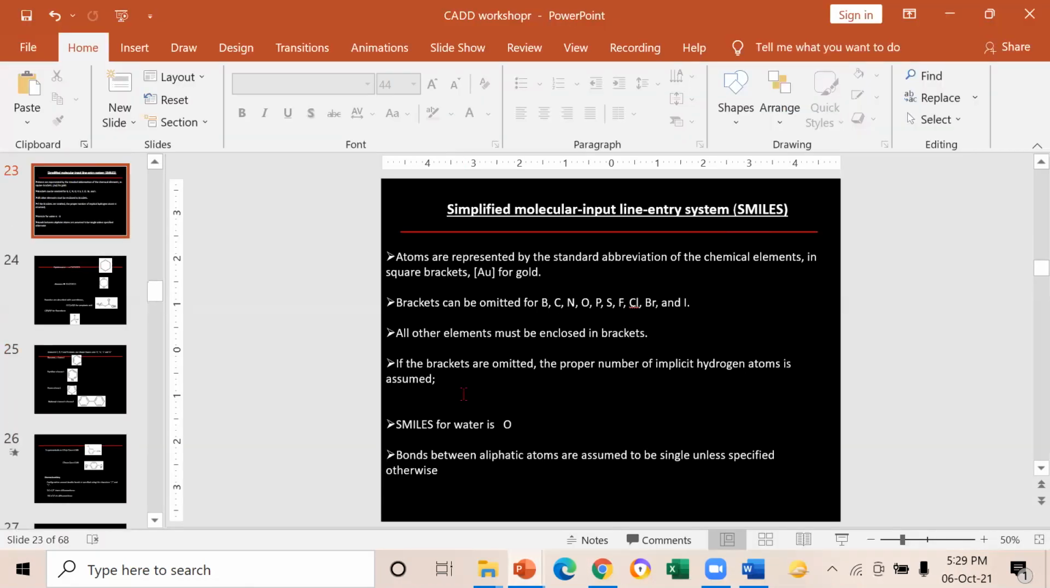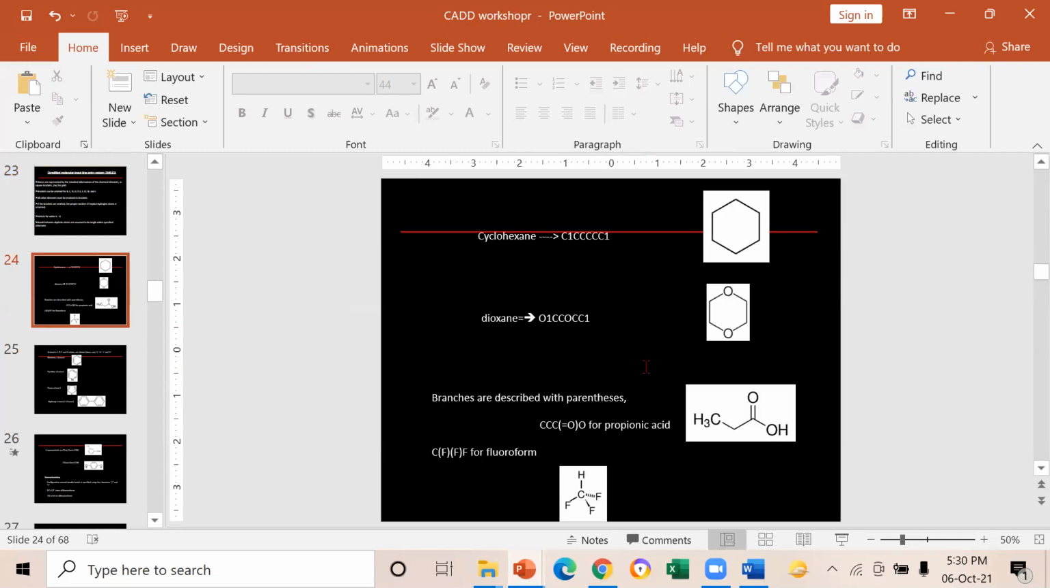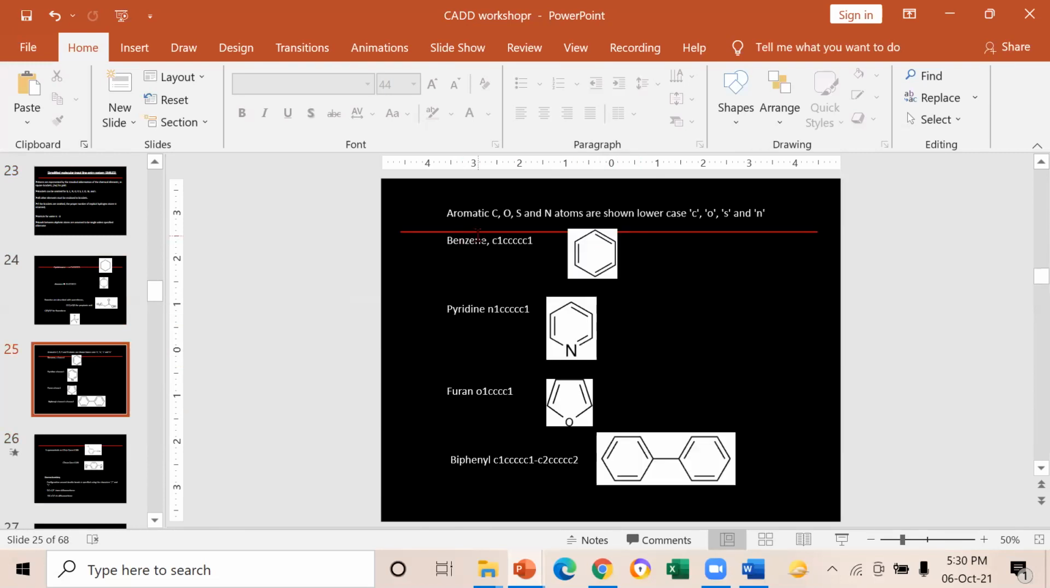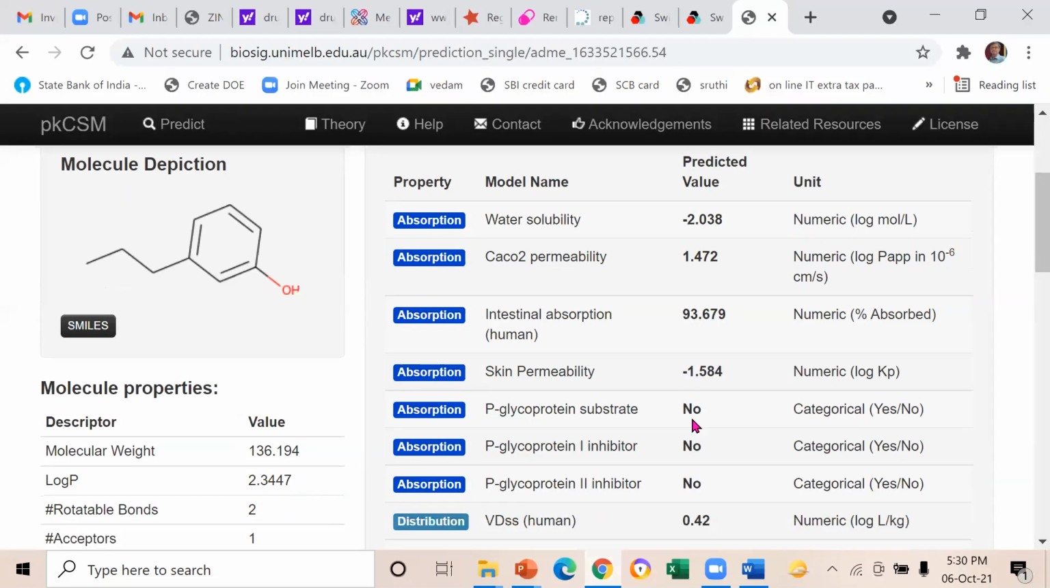We can represent a single bond, double bond, triple bond. We can represent branching. We can represent stereochemistry also. Everything is represented in a text form. So this is an aromatic system. Everything can be represented using this SMILES.